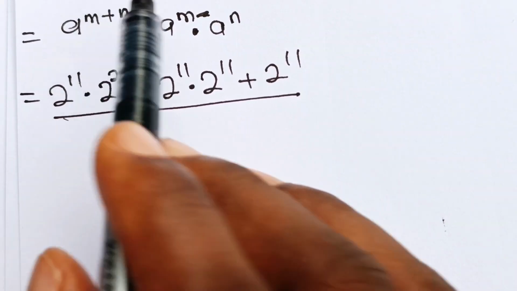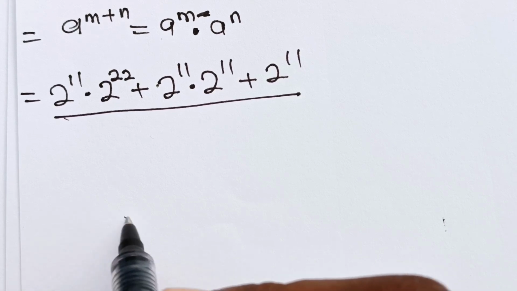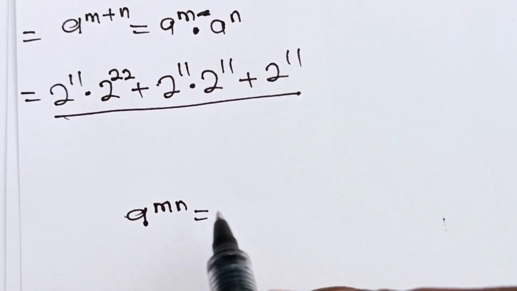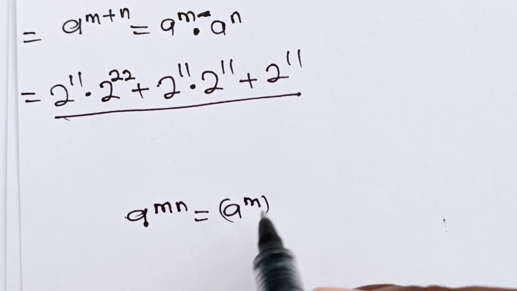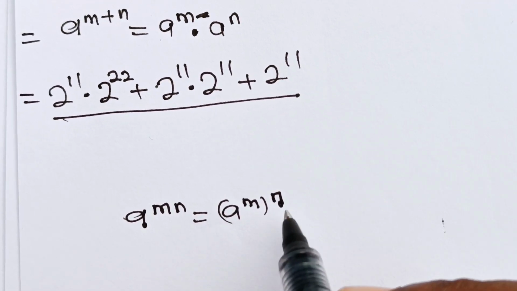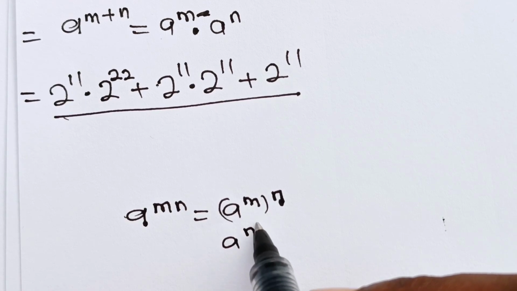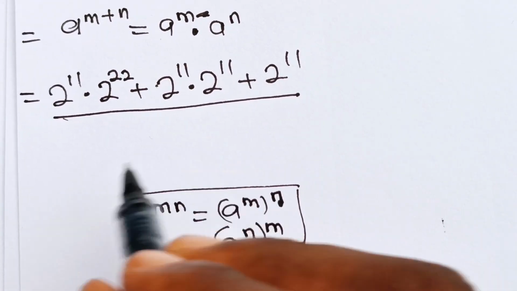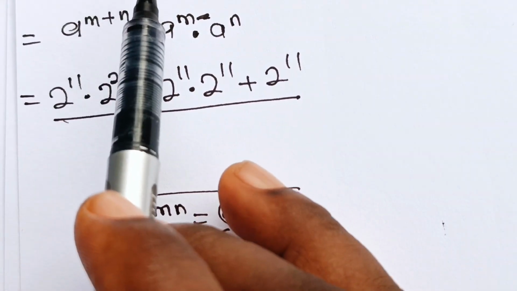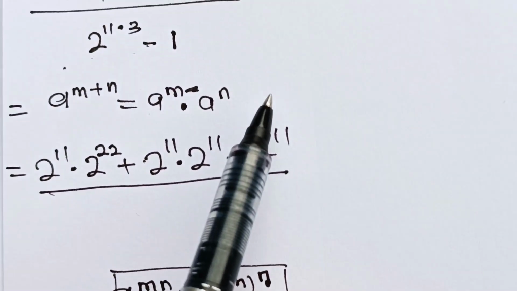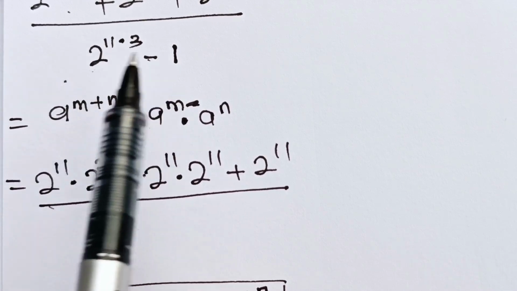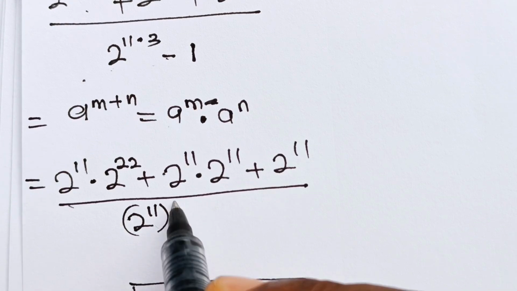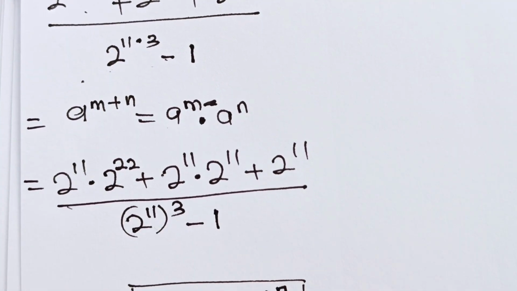Now here, when you have a to the power of mn, this is the same thing as a to the power of m raised to the power of n, or a to the power of n raised to the power of m, any of them. Now let's go back to this. That means I can rewrite this denominator as 2 to the power of 11 raised to the power of 3, minus 1.